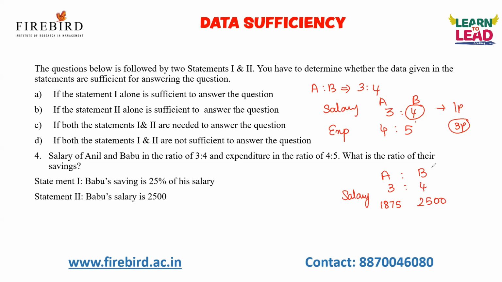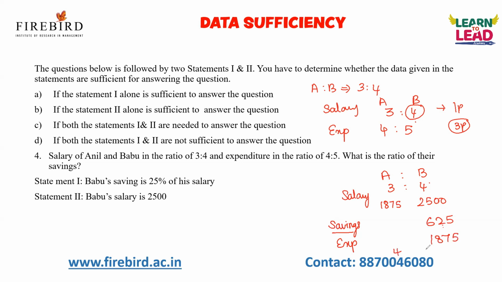Babu's saving is 25% of his salary. So how much does Babu save? What is 25% of 2,500? 625. And what is his expenditure? 2,500 minus 625, 1,875 is the expenditure.